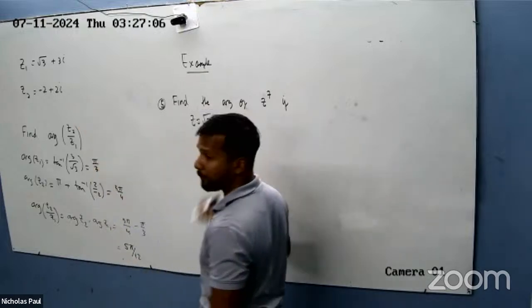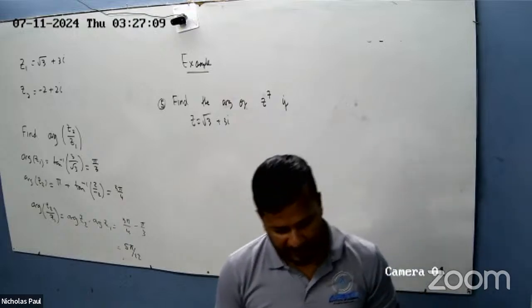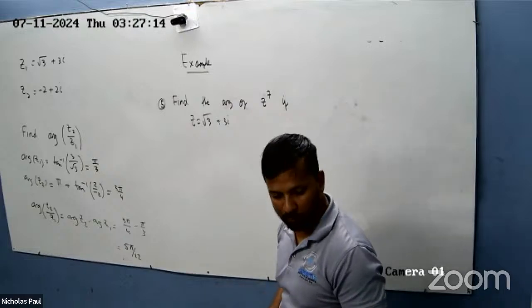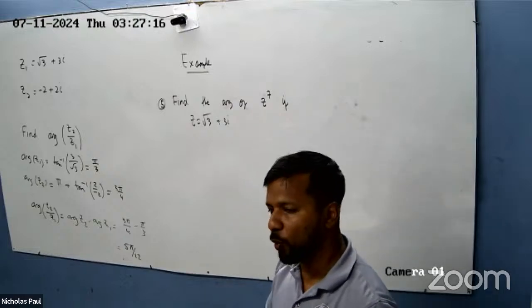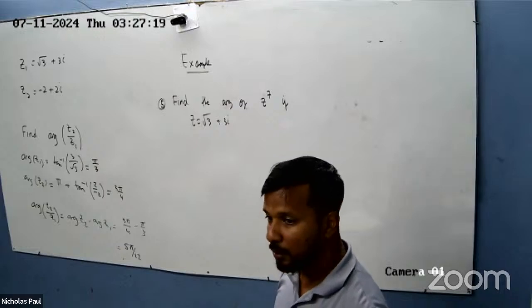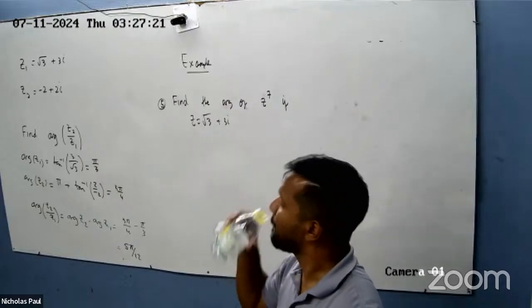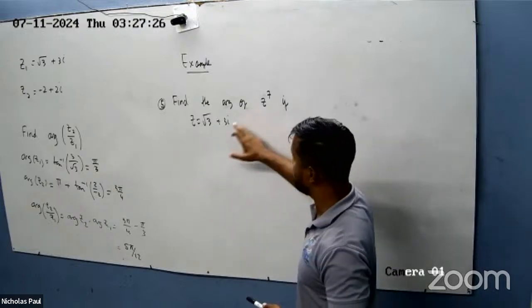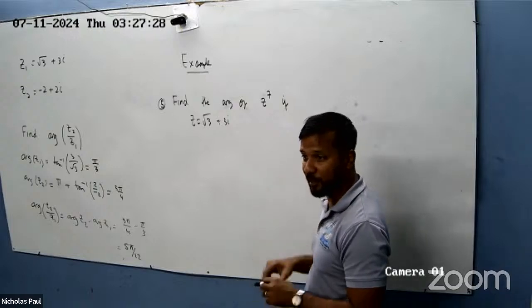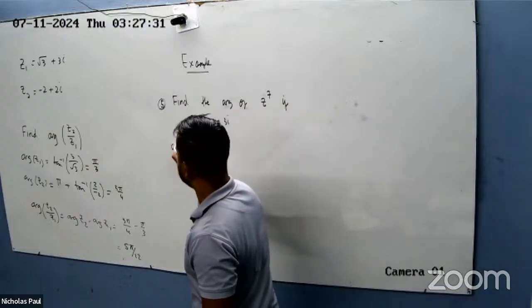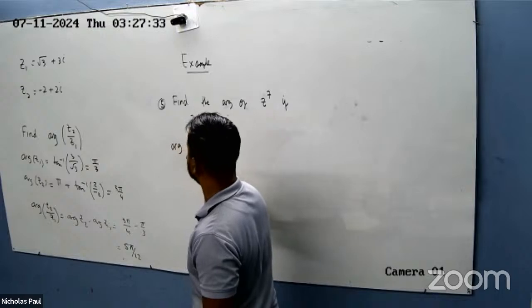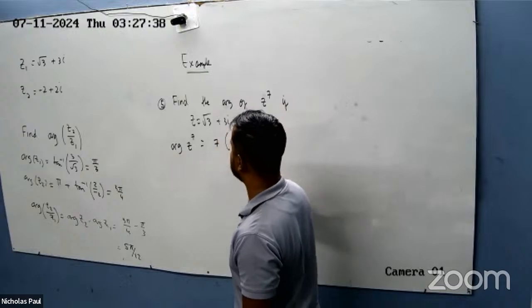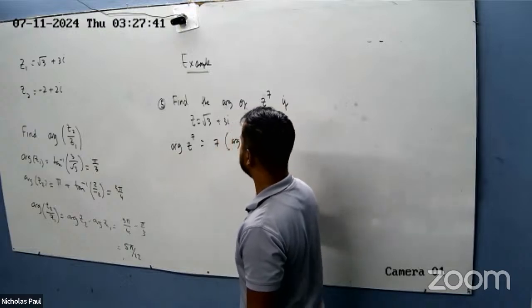I'll give some ideas here. How are we going to work out something like this, to the power 7? Finding this out is like adding them 7 times, right? Because you're multiplying by z 7 times, so it's like adding the arguments. So therefore, the argument of z to the power 7 is equal to 7 times the argument of z.